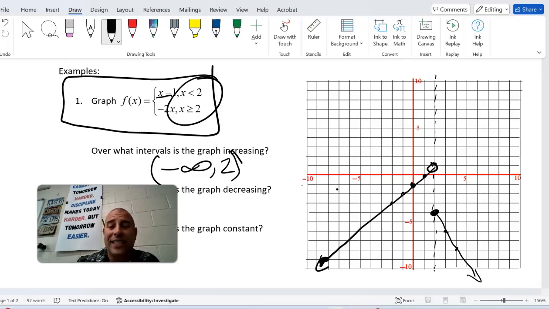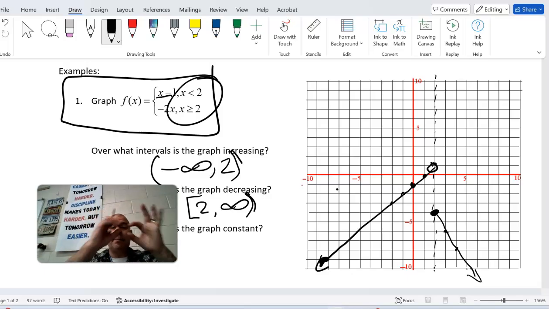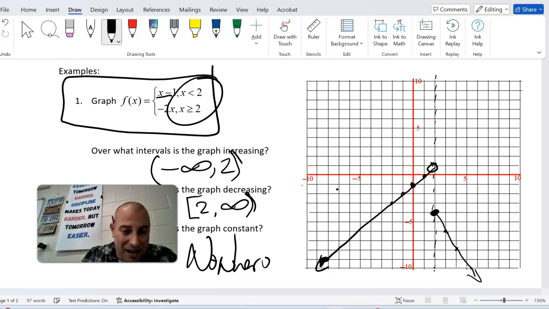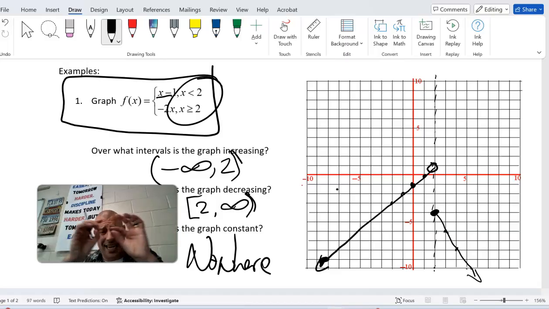Over what intervals is the graph decreasing? Again, we go from left to right. So if I look from here to there, yes, we're going down. So from 2 to infinity, but a bracket because of the shaded circle, and we can't land on infinity, so you get the parentheses there. And where is it constant? Remember, constant means it's staying the same. So nowhere. You're going to see a horizontal line if it's constant. So again, increasing, decreasing, and then constant.